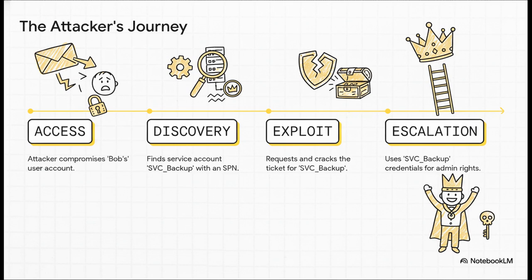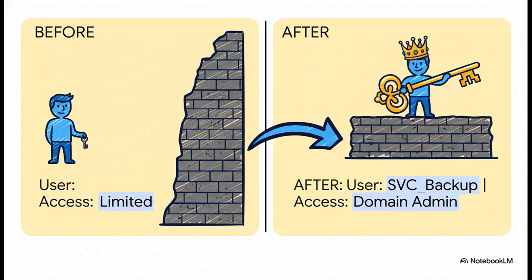And if that service account has a weak password, well, once they crack it, they discover it's a domain admin. And just like that, it's game over. Just look at this transformation. The attacker starts out as Bob, who can barely do anything on the network. But after one quick, totally silent Kerberoasting attack, they become the SVC backup user who has complete control over everything. It's an absolutely massive jump in power, all from one tiny misconfiguration.